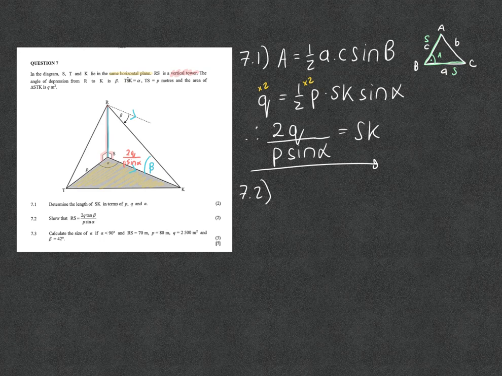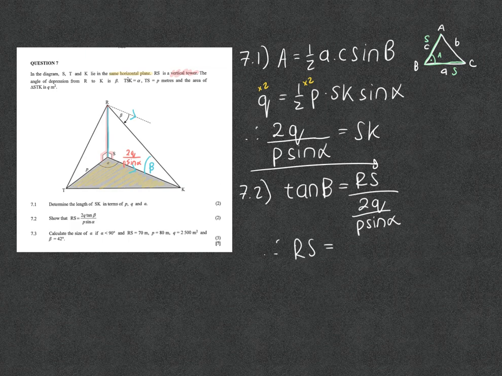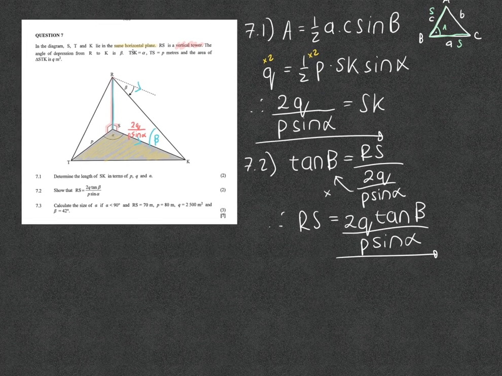I've got enough information to work out RS. I'm looking for RS, which is my opposite. I've got my angle, and I've got my adjacent. So which trig function deals with opposite and adjacent? Tan. So tan of beta equals RS over 2Q over P sine of alpha. And then I'm just going to multiply both sides. So RS is therefore equal to 2Q tan beta all over P sine of alpha. Okay, and that is 7.2 done.